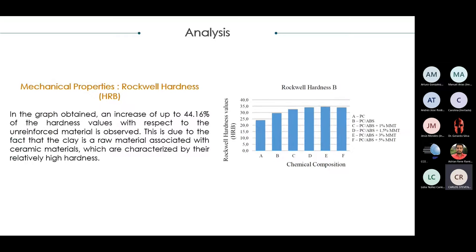And here we have the HRB. This is the Rockwell hardness. You can see in the graph, in the chart, an increase of up to 44% in the hardness values with respect to the unreinforced material is observed. This is due to the fact that clay is a raw material associated with ceramic materials, and we know that they are characterized by their relatively high hardness. It's quite characteristic of ceramic materials.